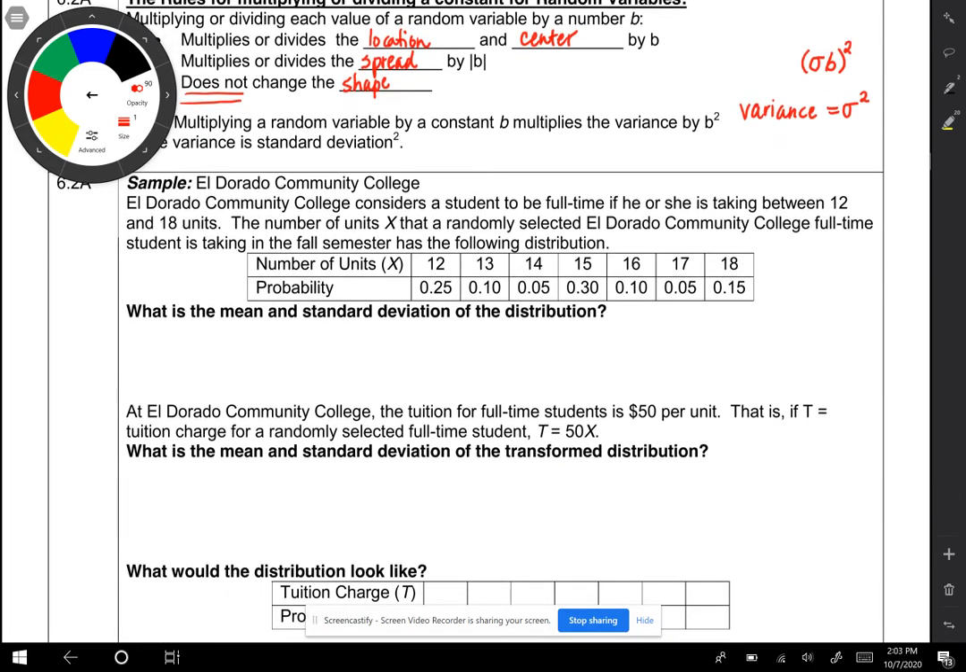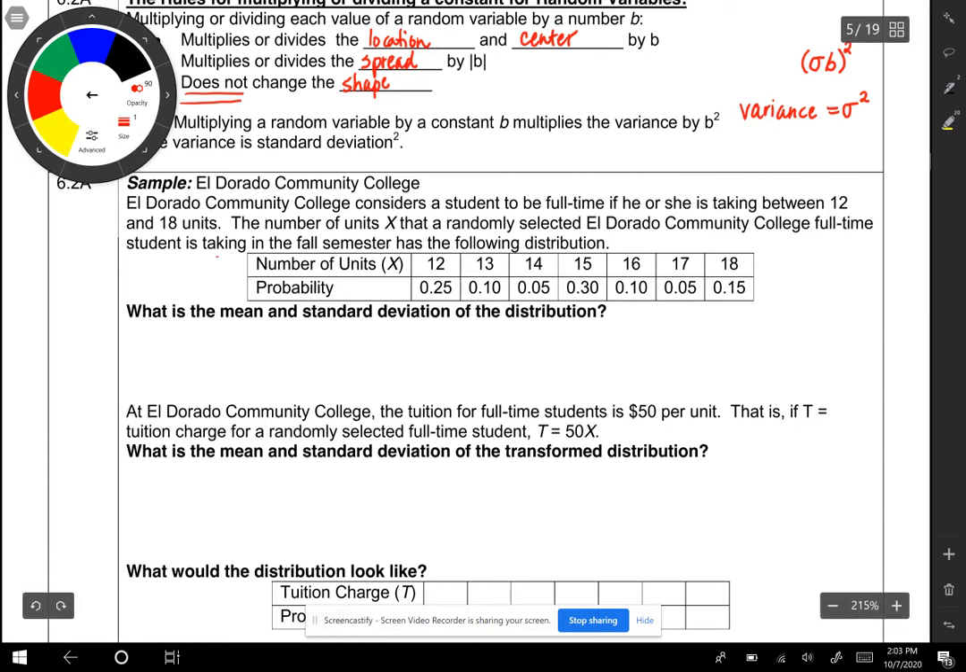This one is called El Dorado Community College. El Dorado Community College considers a student to be full-time if he or she is taking between 12 and 18 units, so that's credits. The number of units X that a randomly selected El Dorado Community College full-time student is taking in the fall semester has the following probability distribution. So the top row is 12 units all the way up to 18 units, and then the probabilities listed below. What is the mean and standard deviation of the distribution?